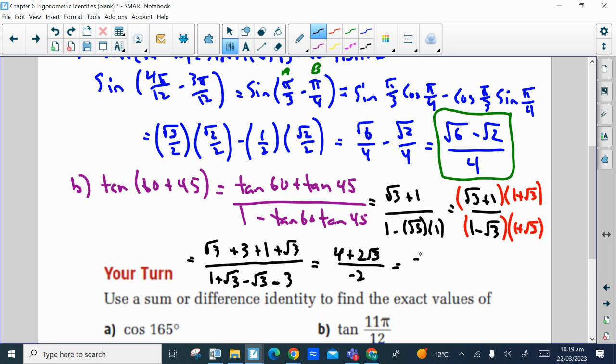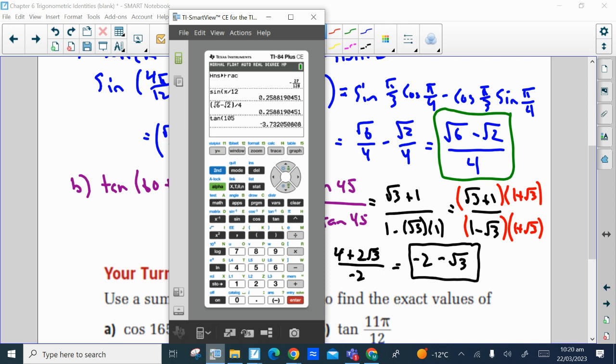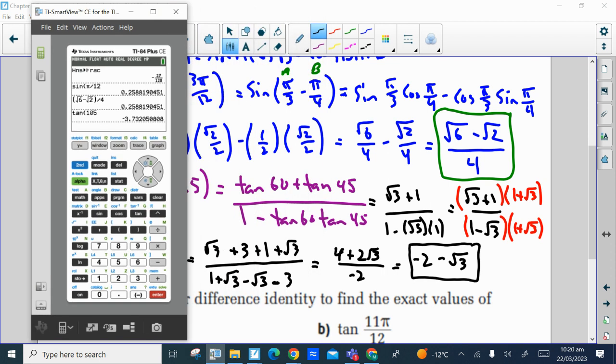But on top, 4 divided by negative 2 is negative 2. 2 root 3 divided by negative 2 is negative 1 root 3. So there would be the exact value of the tangent of 105 degrees. When we did it on our calculator, we got an irrational number, a non-repeating, non-terminating decimal, which is not exact. But now we see what the exact answer is, and when we plug that in, we should get the same decimal that we did above. And we do. So that confirms that our answer is correct. Only we now have the exact value of the tangent of 105.